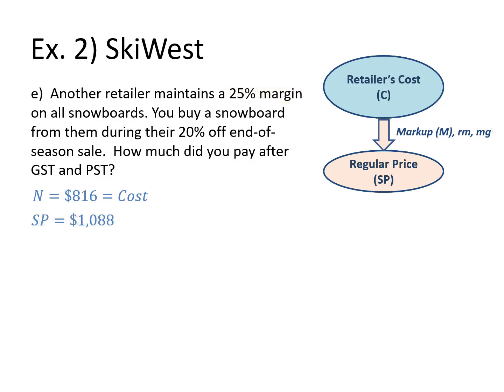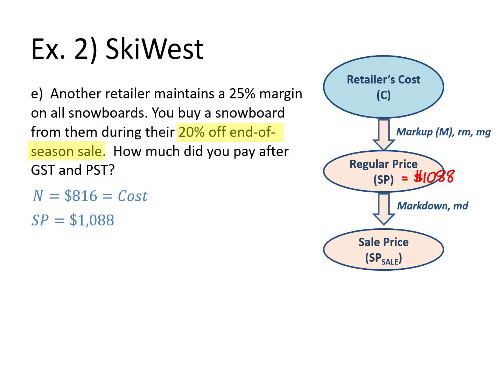So I have my cost of $816 and my selling price of $1,088 established. So I can write that here. This is now $1,088. Now I can work with the markdown using our 20% off discount. So a sale price is going to be our regular price times 1 minus the markdown. Plugging in the values, I have my regular price of $1,088 times 1 minus the 0.2 or 20% markdown. That gives me a sale price of $870.40.